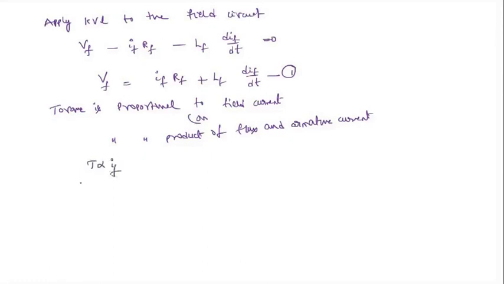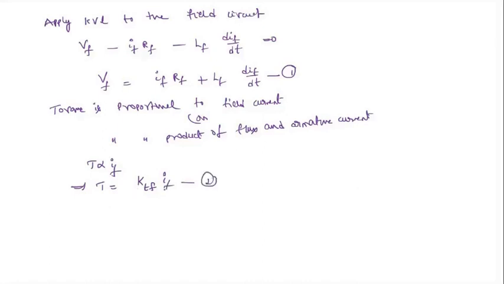If you remove the proportionality, you will get torque equals KTf times If. Previously, in the armature controlled DC servo motor, I wrote KT, the torque constant, but here I am writing the field torque constant, KTf, into If. This is equation number 2.